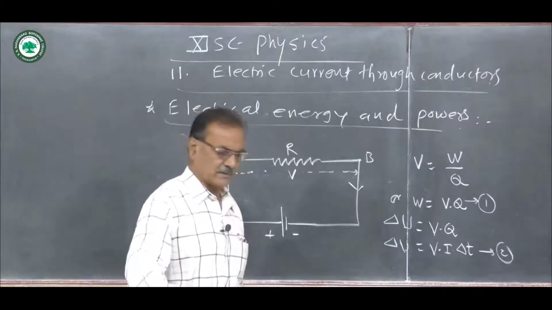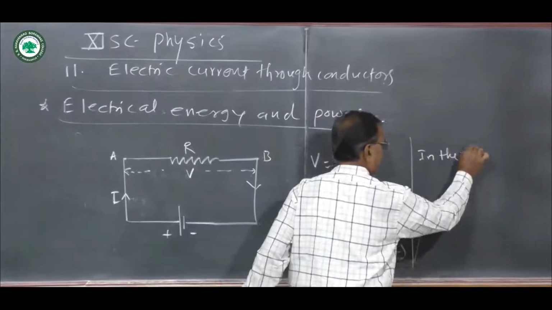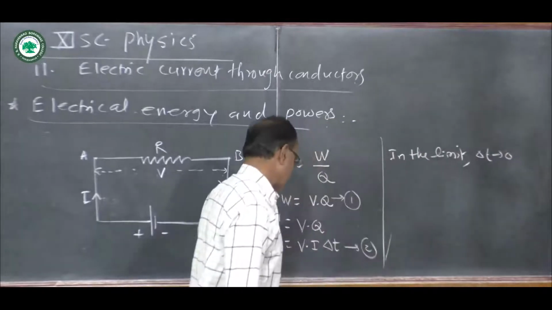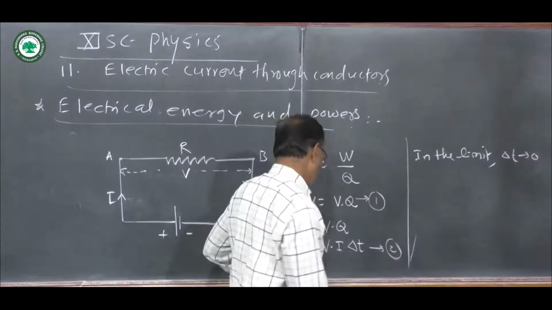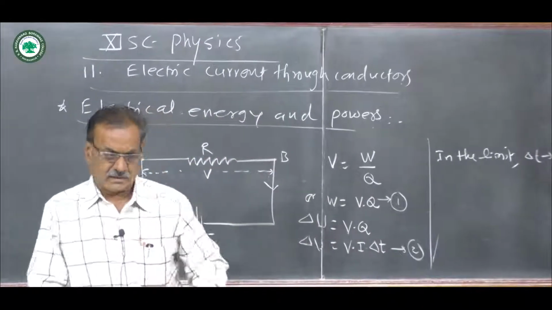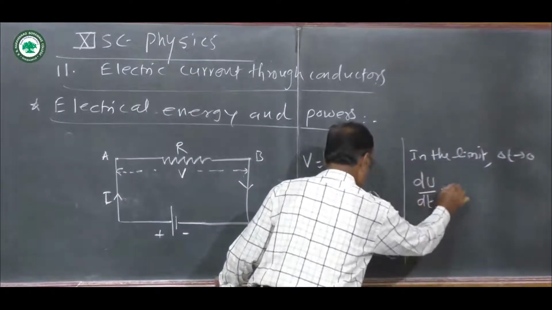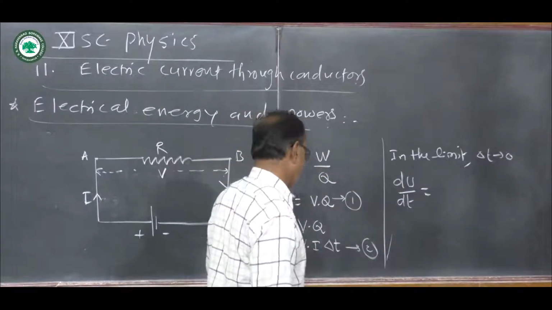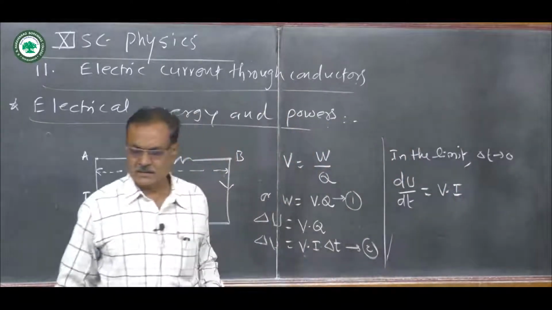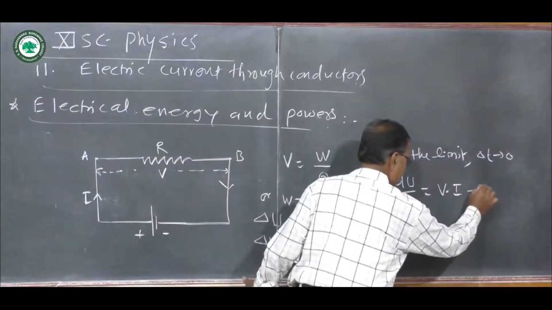So in the limit delta t tends to 0, we can write delta U by delta t, or dU by dt, is equal to V into I. That is the product of current and potential. So it is equation number 3.